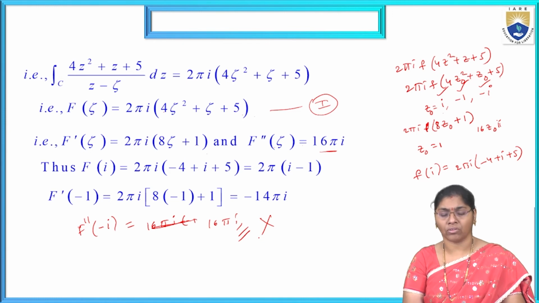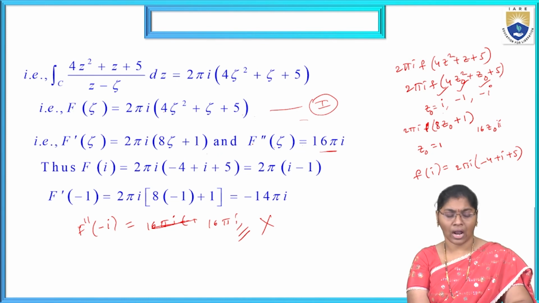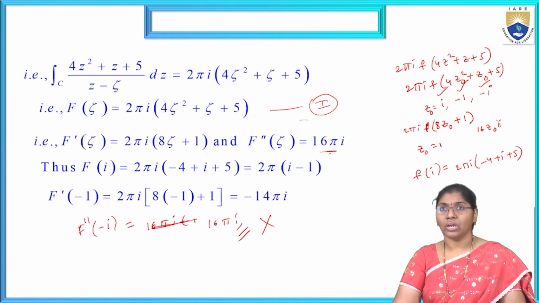Individually we are calculating like this. This is f of z. First of all, they are given f dash of z and f double dash of z. That's why I am calculating f dash of z and f double dash of z. We get this one.